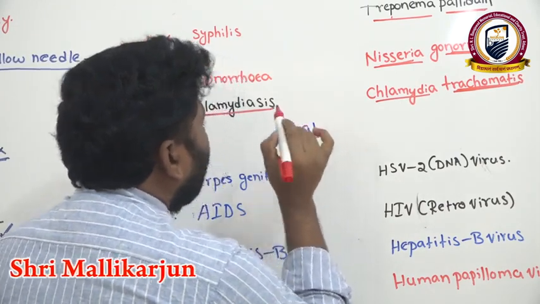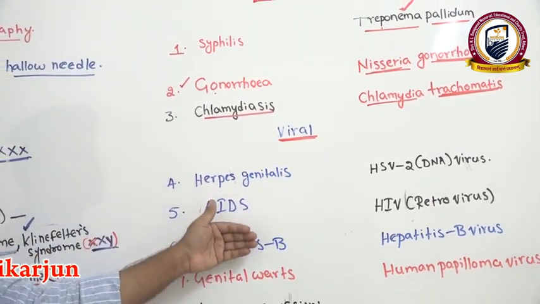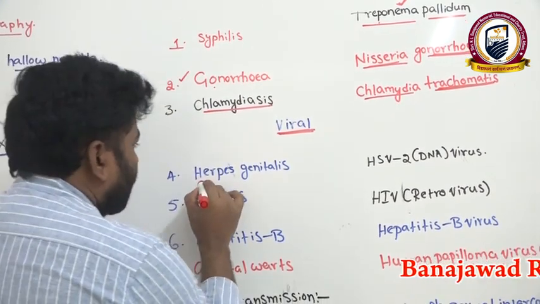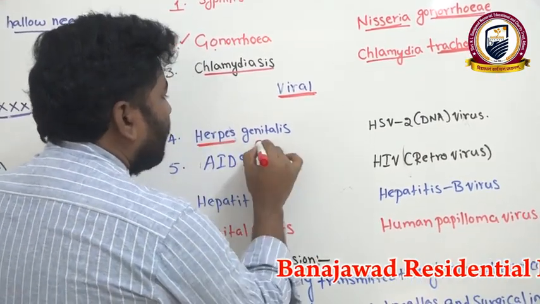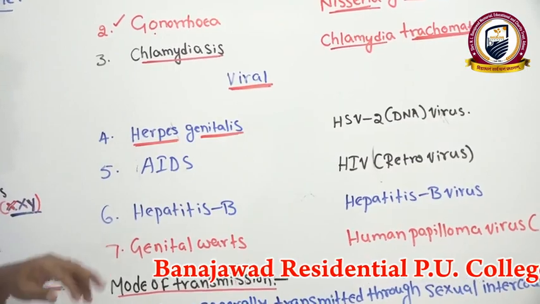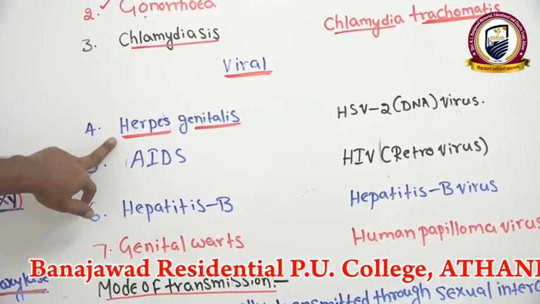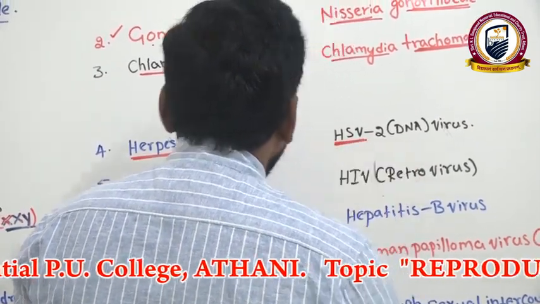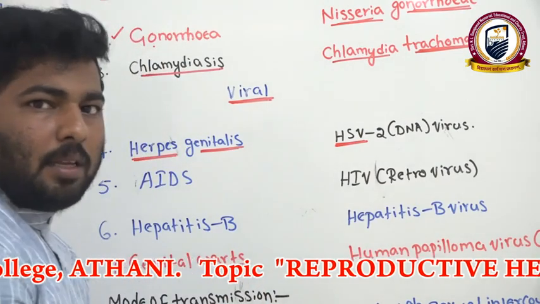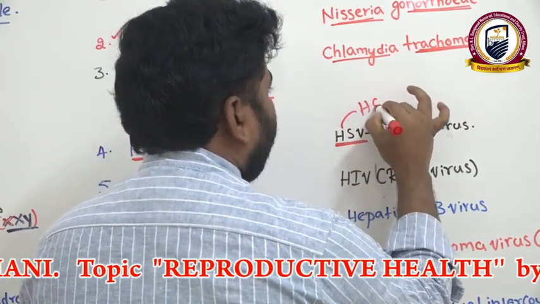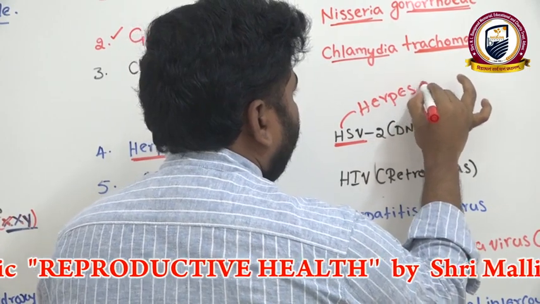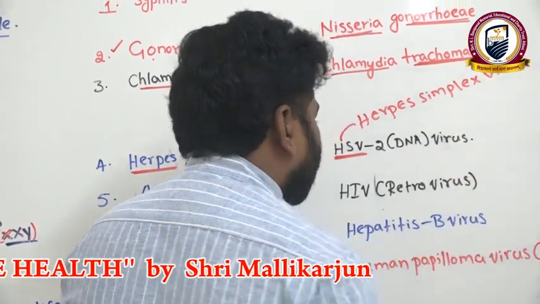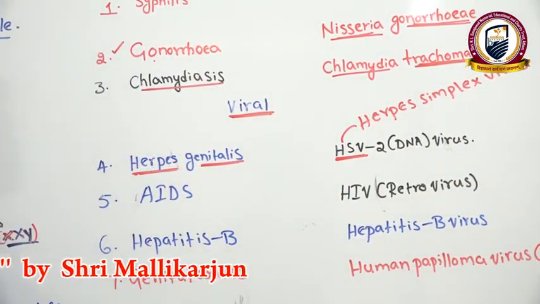The next one, viral diseases. The viruses which cause sexually transmitted diseases, those names and causative organisms we'll discuss now. First one, herpes genitalis. Herpes genitalis is a sexually transmitted disease caused by HSV. HSV means herpes simplex virus, which causes the disease herpes genitalis.